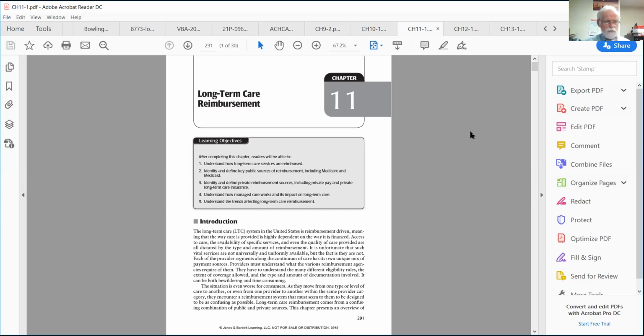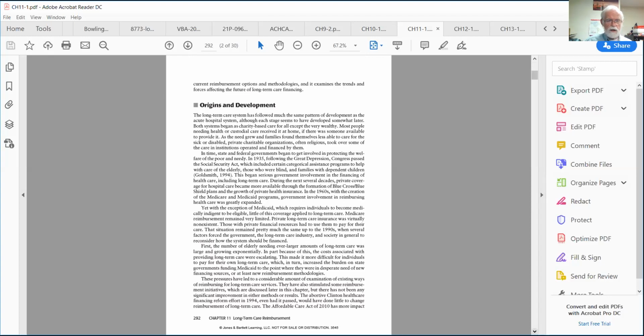Money is, unfortunately, something that you as an administrator have to be very cognizant of. Where does it come from? How is it reimbursed? Reimbursement is the driver for long-term care. Reimbursement comes from many sources. And this chapter 11 is really a good one to study in detail. Understanding how it grew up is important.